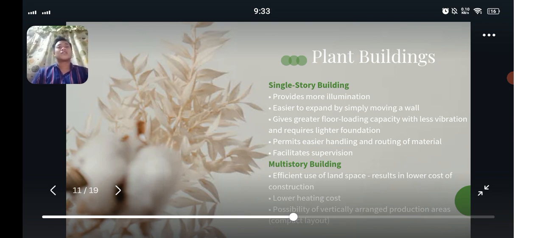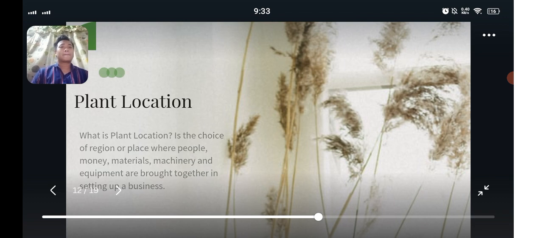Then we're going to the next slides. Plant location. What is plant location? It's the choice of region or place where people, money, materials, machinery, and equipment are brought together in setting up a business. The term plant location describes the region or specific site chosen for the construction of a factory or business. Plant location is the right location for the manufacturing. So that's all for plant location.